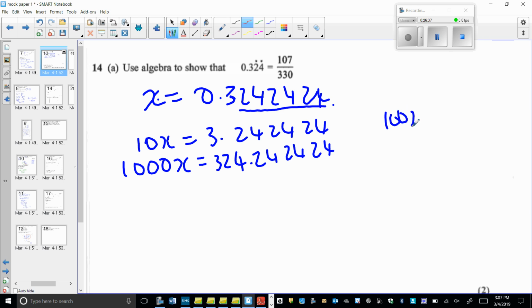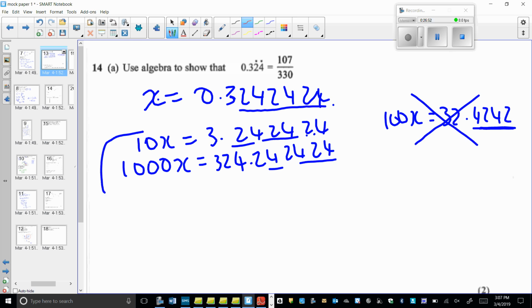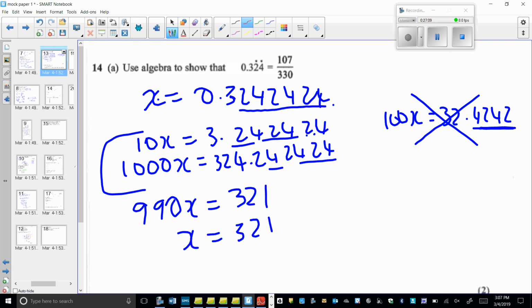Okay, let me just make that clear. So if we did 100x, then we would have 32.4242. Now see here, these numbers don't match with these or these. So that's going to be no good to us. So these are the two we're interested in. So 1000x subtract 10x is 990x. And then 324 subtract 3 is 321. So x is 321 over 990. And that, if you divide it by 3, you get 107 over 330.